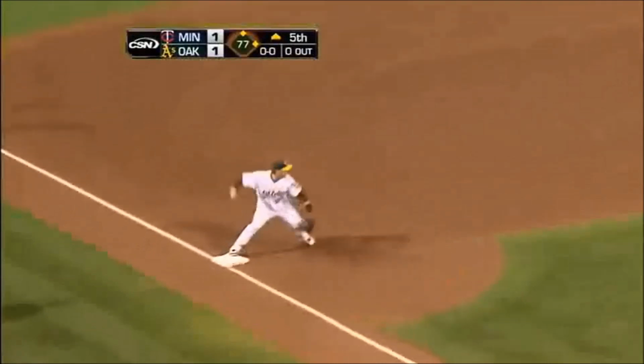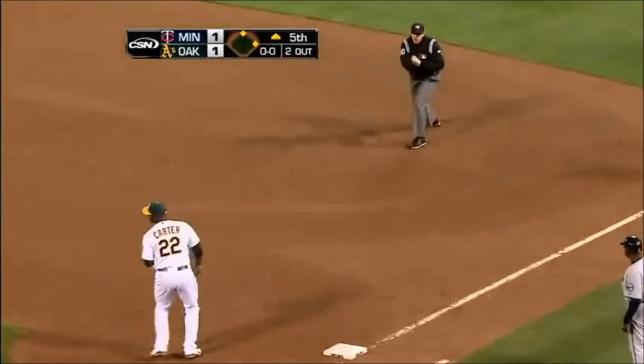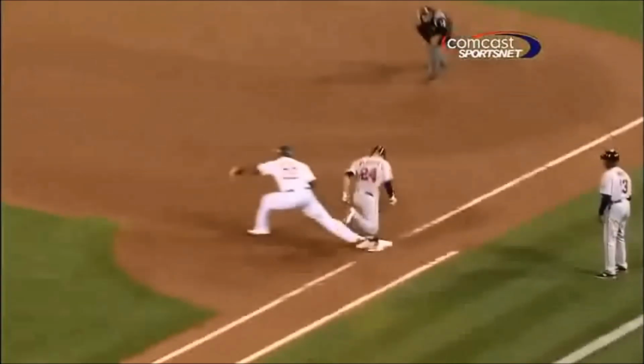That one bounced. Donaldson has it. Third, second, yes! Triple play! Triple play for the A's, and that ends the inning. Brett Anderson said, wow, come right back and turn a triple play. How great is that? 8th triple play in Oakland history.